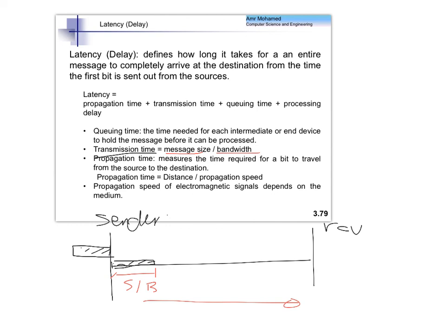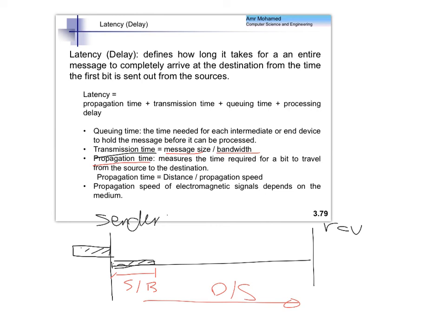The propagation delay is based not on the size and the bandwidth in that case. It's based on the speed, so the time is basically distance over speed. The propagation delay will be the distance between the transmitter and the receiver divided by the speed. Here the speed, ideally, is the speed of light. However, the typical speed is slightly less than the speed of light. So this is the second component, the propagation delay.